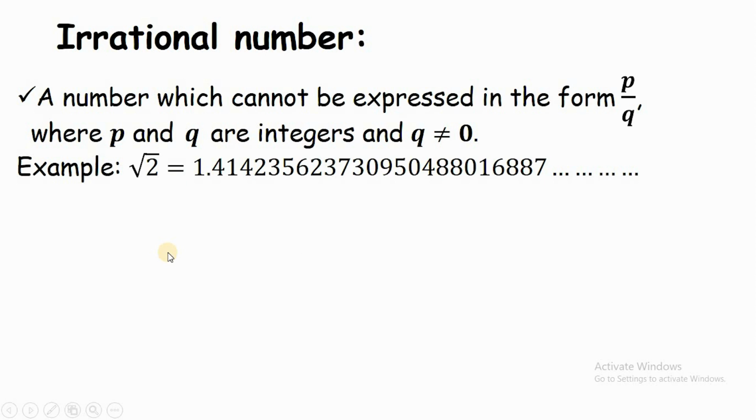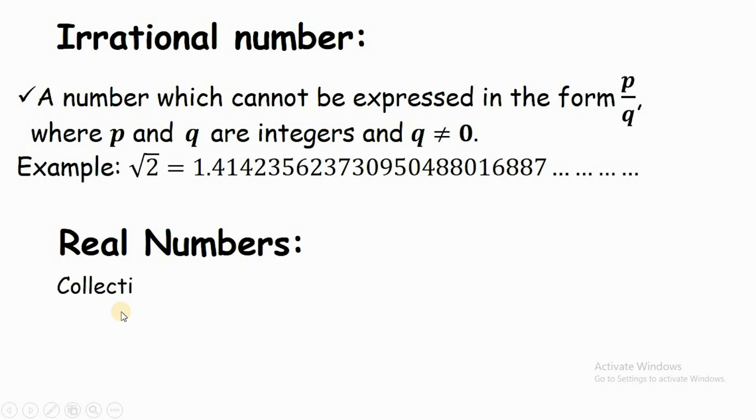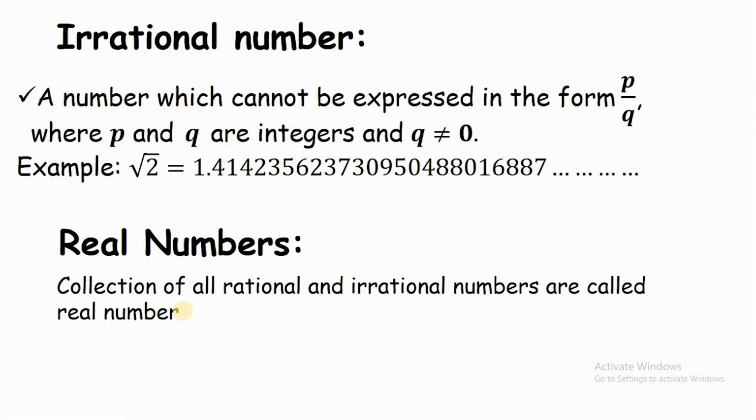So now we have two separate groups of numbers, rational numbers and irrational numbers. Rational numbers include all the integers, all the whole numbers, and all the natural numbers. But on the other hand, we have a totally different set of numbers called irrational numbers, those numbers which cannot be expressed in the form p by q. So when we combine these two together, we get a new group of numbers called real numbers. We can define real numbers as the collection of all rational numbers and irrational numbers.